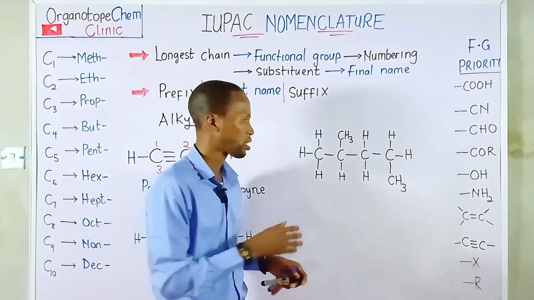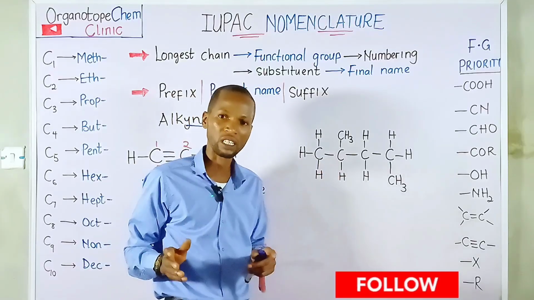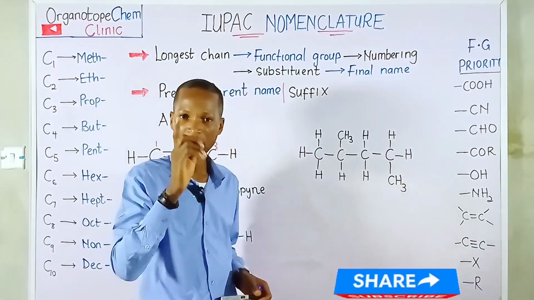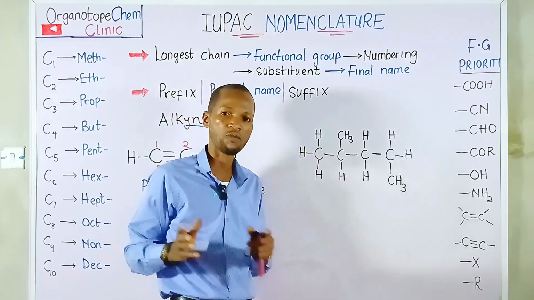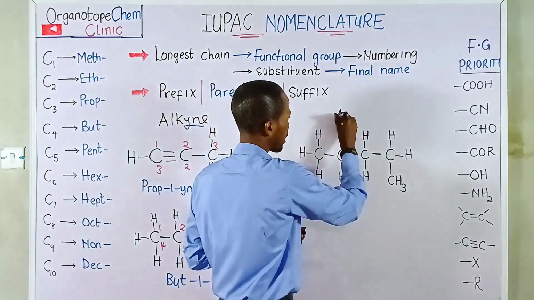Makes sense? We have another organic compound right here. Can we observe the compound closely? It can be seen that we have single bonds all through the molecule. Therefore, this compound is a member of which class? The alkane homologous series. So we have the alkane.